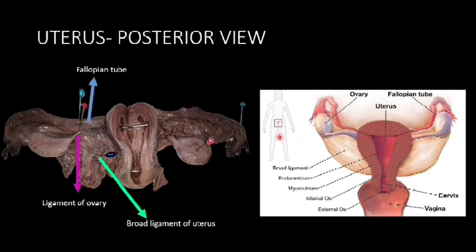And this is the posterior view of the uterus where you are seeing the fallopian tube, the ovary, the ligament of ovary and the posterior superior surface of the broad ligament of uterus.